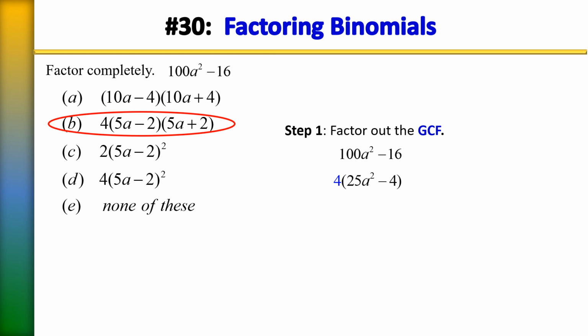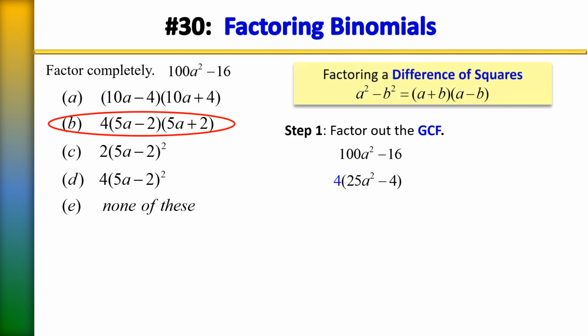So notice what I have left here is a difference of squares. Recall that a difference of squares is going to factor into something plus something and something minus something. So one easy way to find that is to basically take the numbers and find the square root of them. The square root of 25a squared is 5a. The square root of 4 is 2. So the two numbers I'm going to be working with are 5a and 2. So that's going to be 5a plus 2 and 5a minus 2 with my GCF of 4 on the outside.